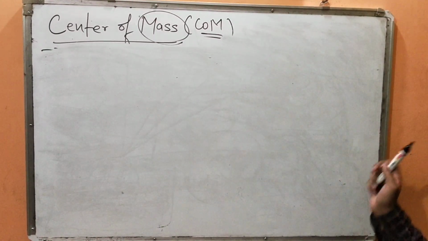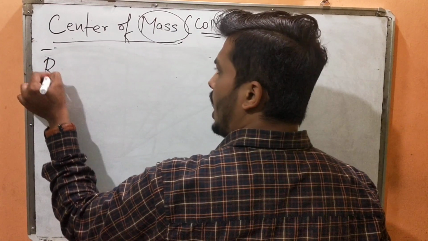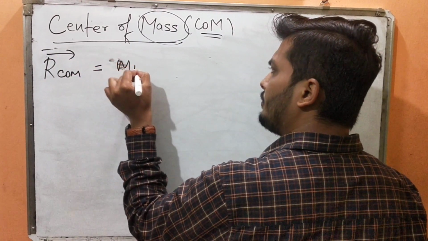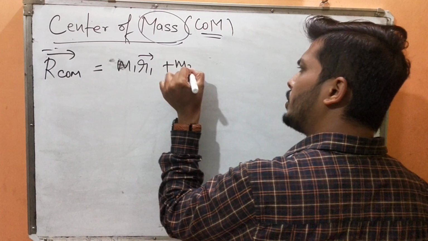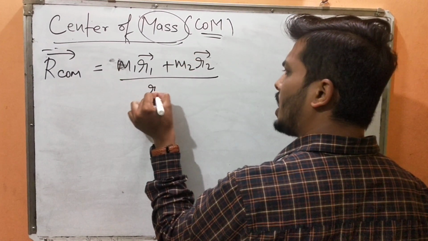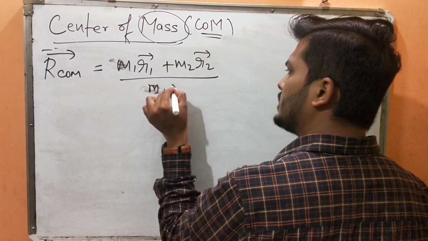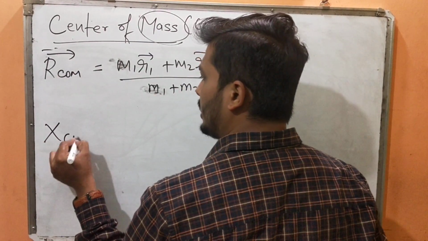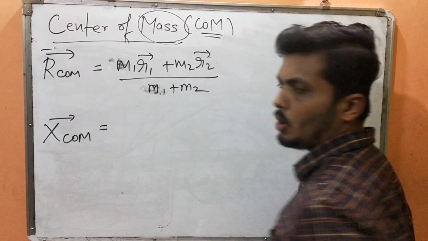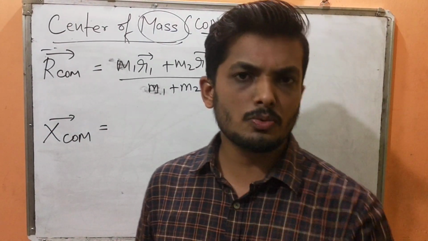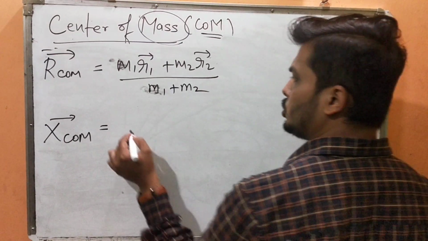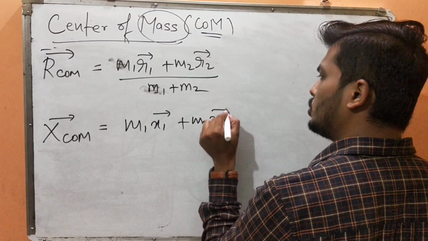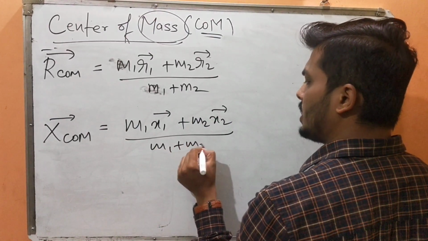Okay. Now we have seen one interesting thing here: R center of mass is given by (m1 r1 plus m2 r2) divided by (m1 plus m2) for a system of 2 particles. Got it? But what if I write it in terms of x coordinate, x center of mass? Because the object might be on the x-axis, y-axis or z-axis. In that case you should write (m1 x1 plus m2 x2) divided by (m1 plus m2).